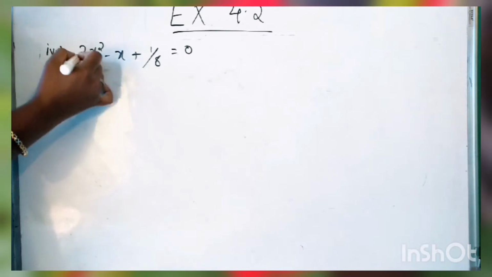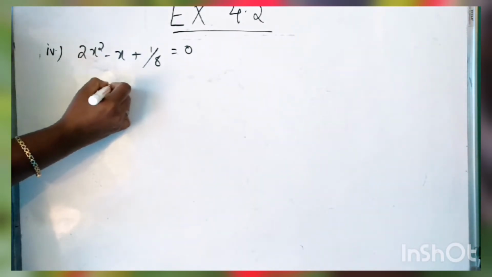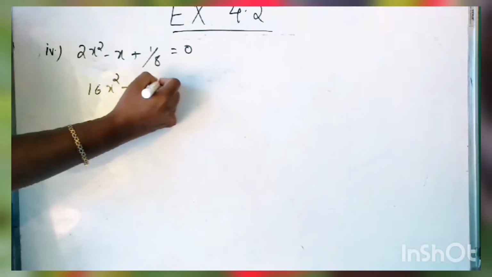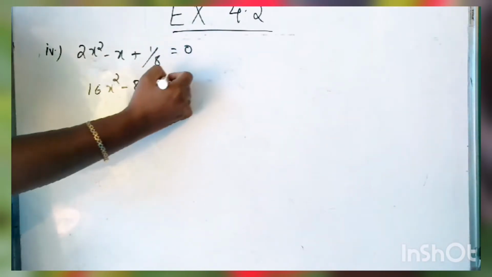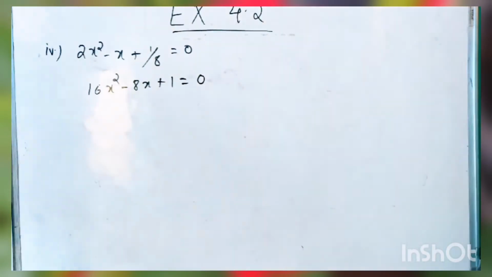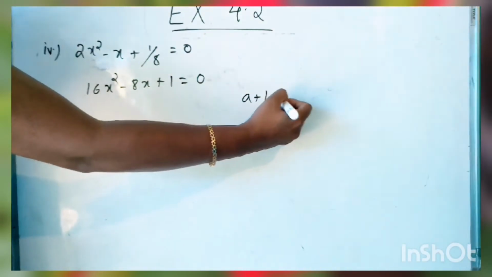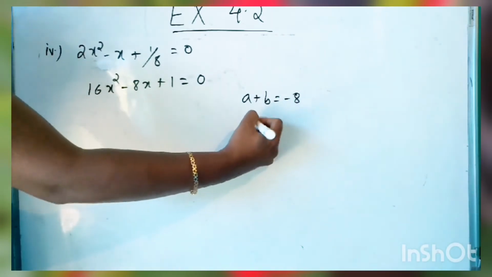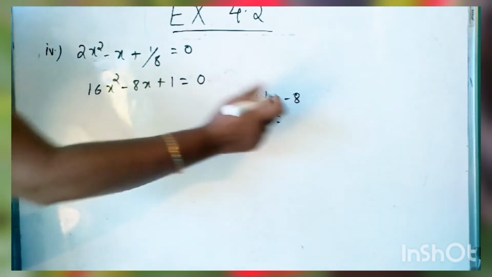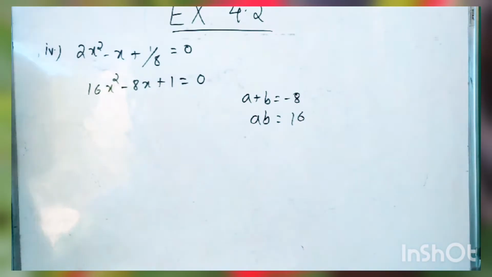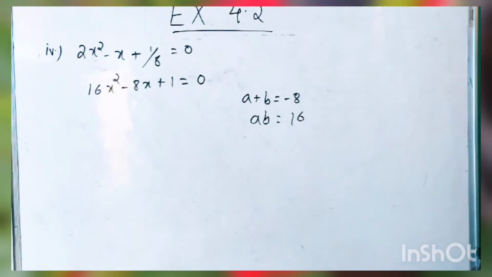Then we will get 8 into 2, that is 16x square minus 8x plus 8 into 1 by 8, that is 1, is equal to 0. So the equation becomes 16x square minus 8x plus 1 is equal to 0. Now we need to find a and b such that a plus b is equal to the coefficient of x, which is minus 8, and ab is equal to 16 into 1, that is 16. So we need two numbers whose sum is minus 8 and whose product is 16.